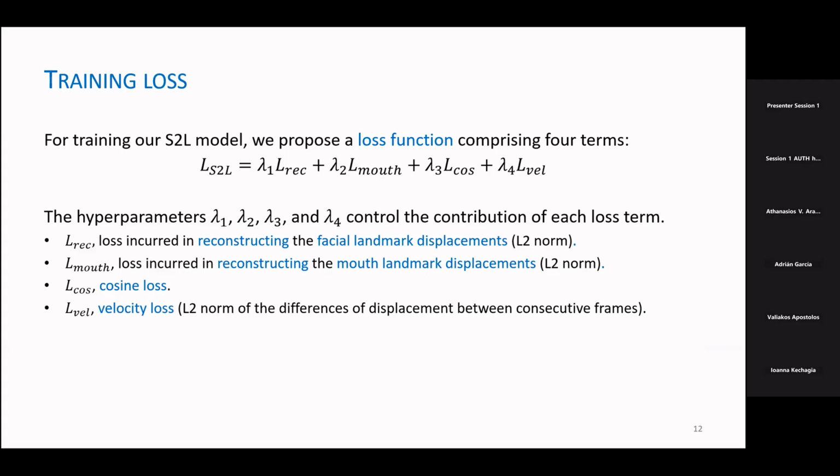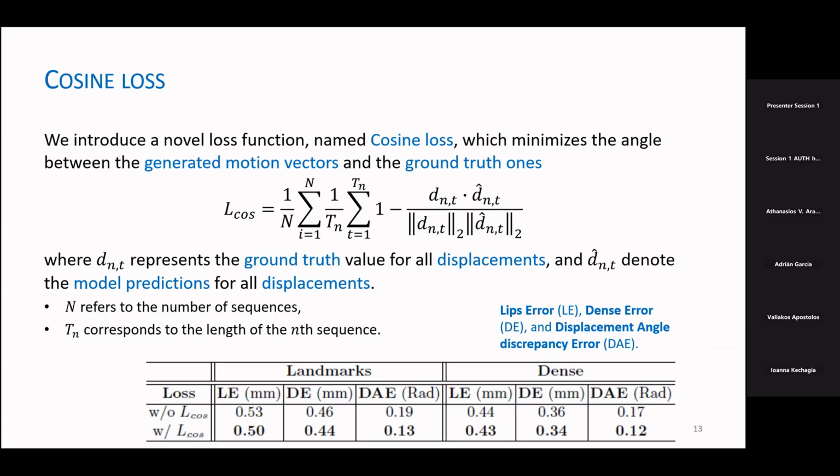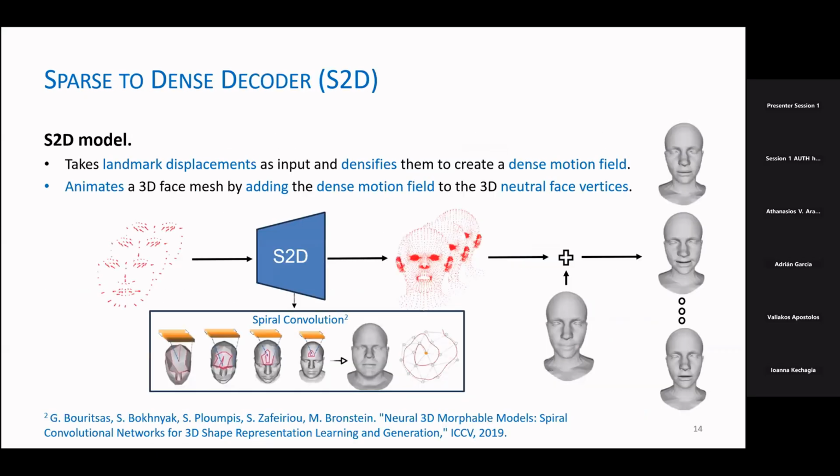In particular, the cosine loss is something that we introduce in this work. It measures the cosine distance between vectors that represent the displacement between the predictions and the ground truth. Here we have an ablation study that illustrates the advantage of using this cosine term in the overall loss.